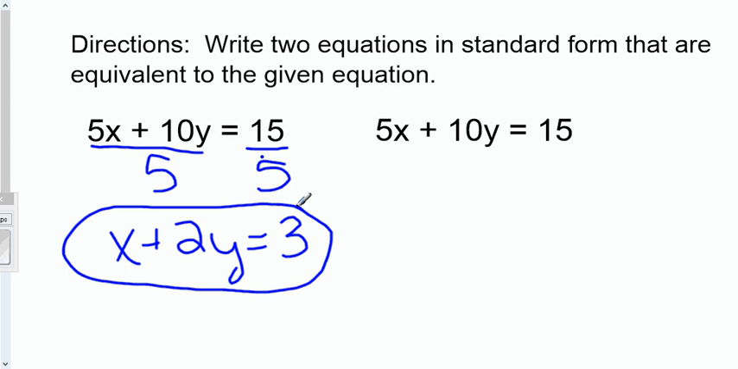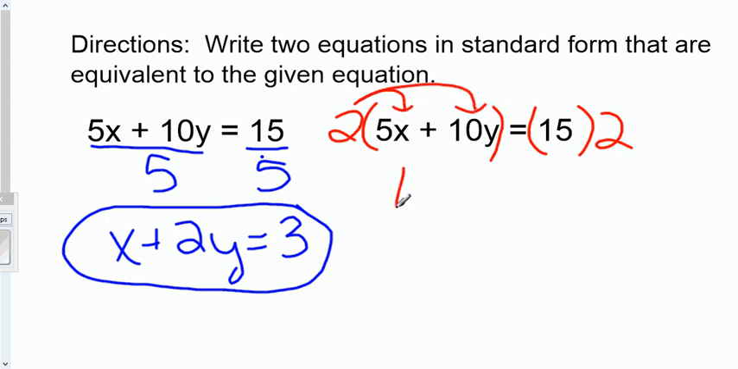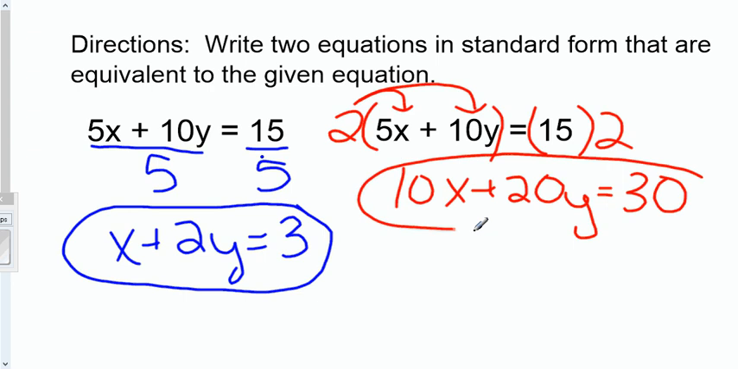Something else you can do is multiply both sides of the equation by a certain number. As long as you do the same thing to both sides, they will be equivalent. So let's pick an easy one. Let's just do 2. I'm going to multiply both sides by 2. And since I'm multiplying the entire side by 2, I am going to need to distribute here again. So I've got 10x plus 20y equals 30. So that is another equivalent equation.